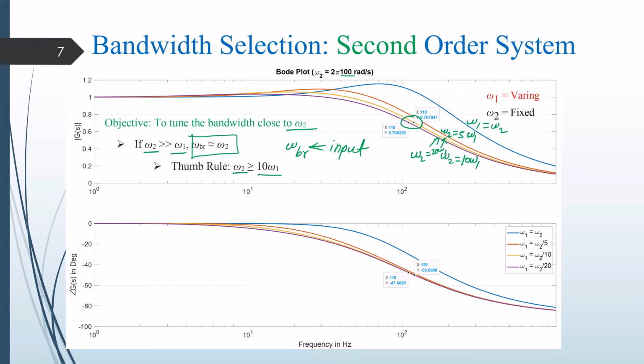So let's assume you get the 100 Hz as your intended bandwidth, and then you just make this equal to your second eigenvalue, and then the first eigenvalue you can assume as the second eigenvalue over 10, or you can assume second eigenvalue over 20, or you can keep on going, you can make it 50 times. And then what you see is your intended bandwidth will be placed around the frequency omega 2. So this is how you can tune the bandwidth of the second order system around frequency omega 2.